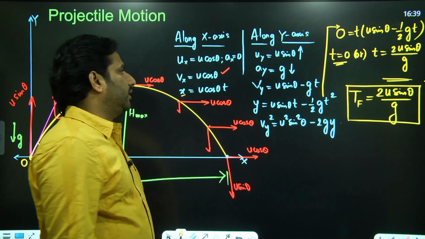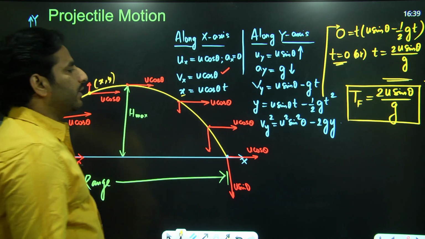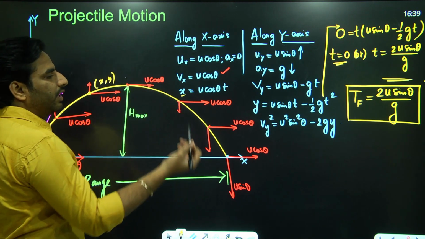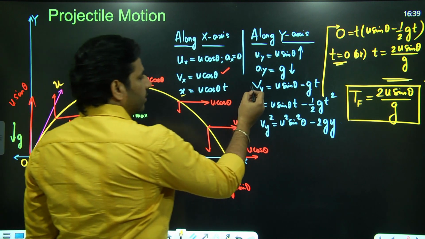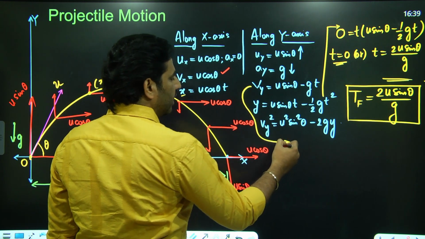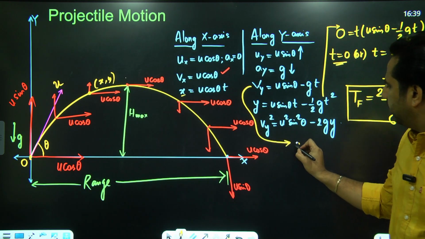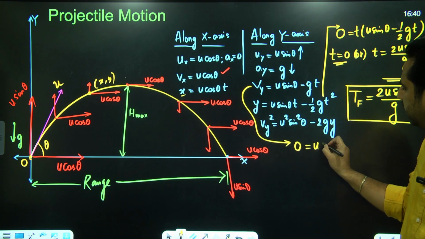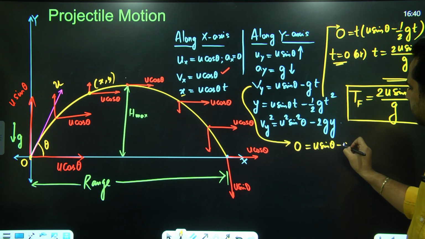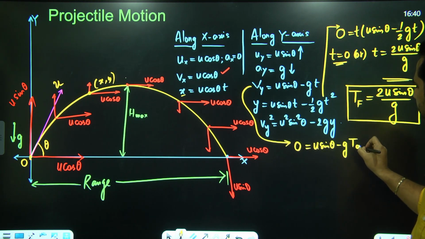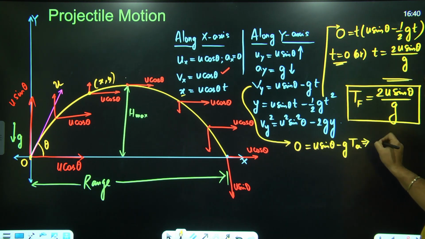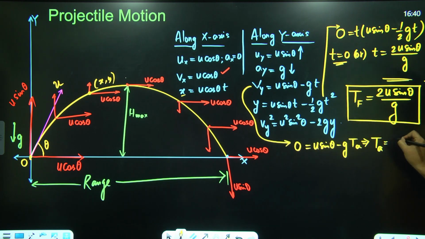Time of ascent. Time of ascent is that time when the vertical component of velocity is 0. So this would be the right equation connecting vertical component of velocity and time. Quickly substitute Vy 0 is equal to u sin theta minus g, time becomes Ta. So that implies time of ascent is u sin theta by g.